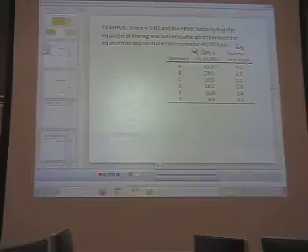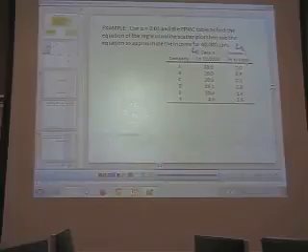So we're not doing this one? We're doing the example. Cars, 63, 29, 20.8, that's what we're doing.